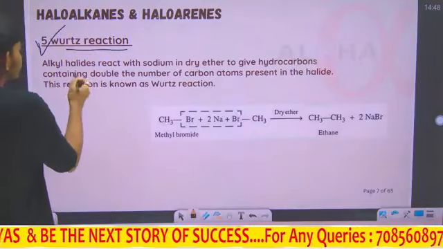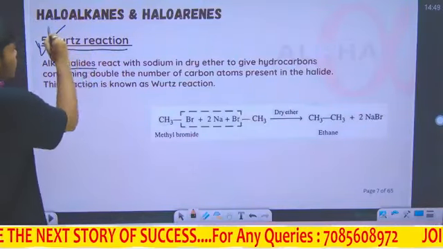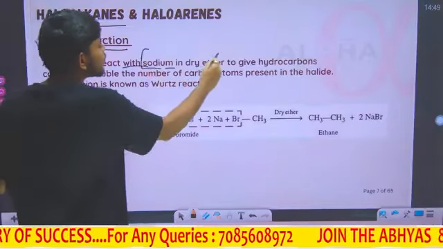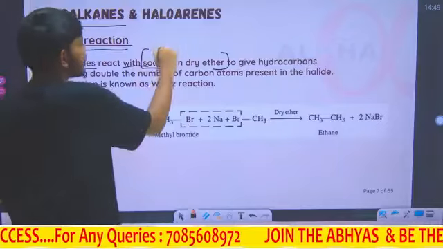Wurtz reaction. What is Wurtz reaction? We're dealing with haloalkanes and haloarenes. Alkyl halides react with sodium. What is the reagent? Sodium and dry ether. That's it. Learn this. What is the reagent?